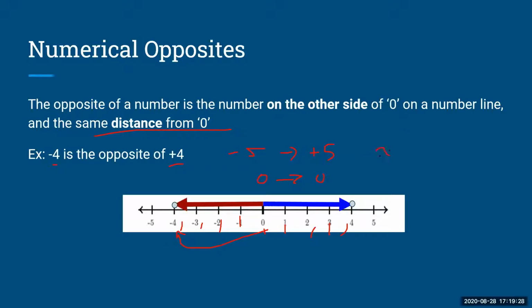Opposite of x is -x. Opposite of y is -y. Opposite of -z is z. So with the opposite, you just add the negative or remove it.